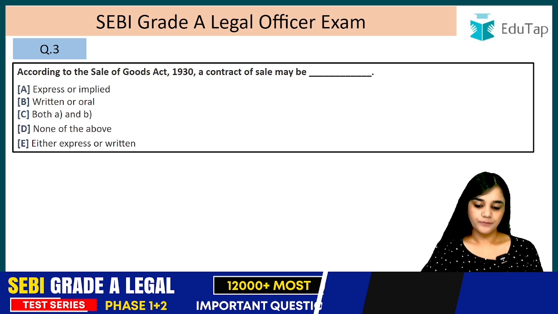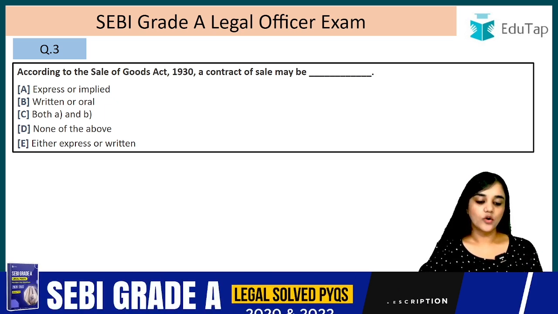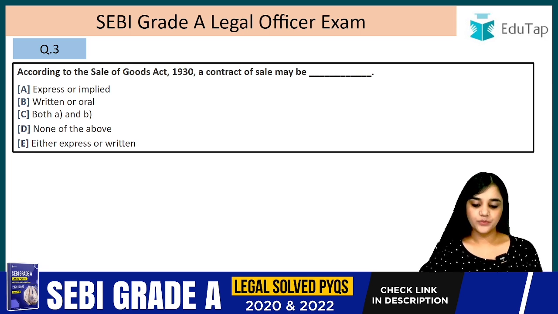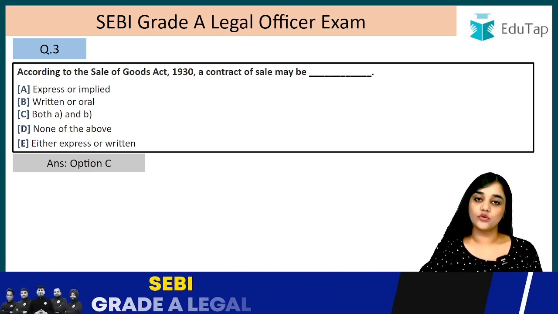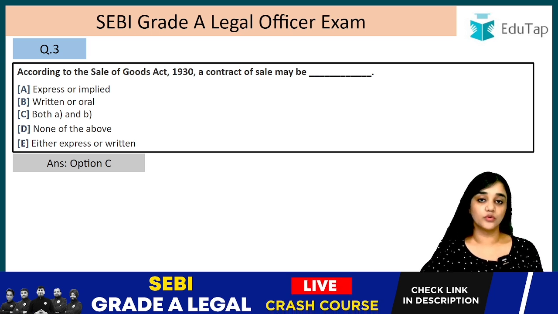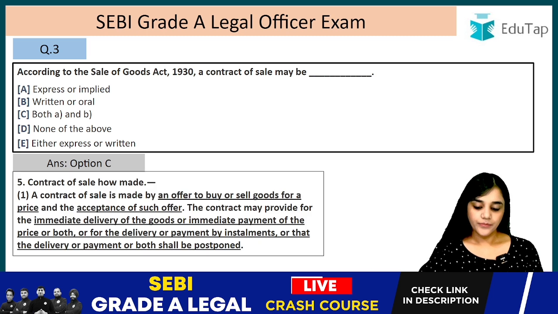Moving on, question number 3. According to the Sale of Goods Act 1930, a contract of sale may be expressed or implied, written or oral, both A and B, none of the above, either expressed or written. The answer is C. It can be expressed or implied, it can be written or oral. There is no hard and fast rule, right?